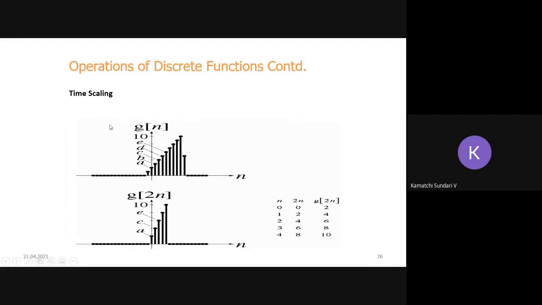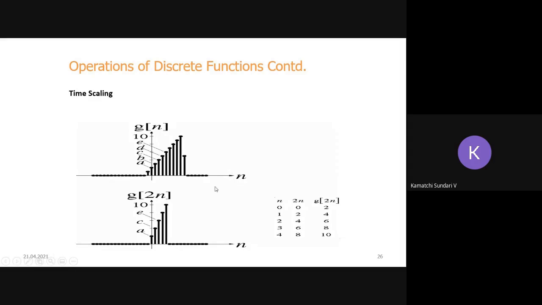And next is the time scaling. So time scaling, in the sense, we are going for scaling process in the time domain. What is our time domain parameter here? Small n is the time domain parameter. So we are going to do either a scale up operation or a scale down operation.